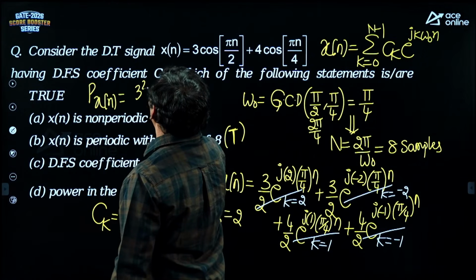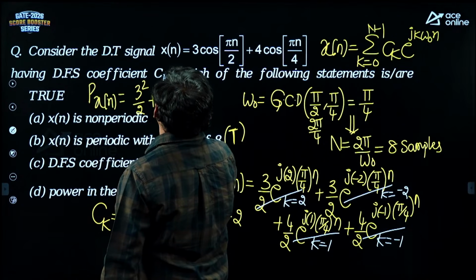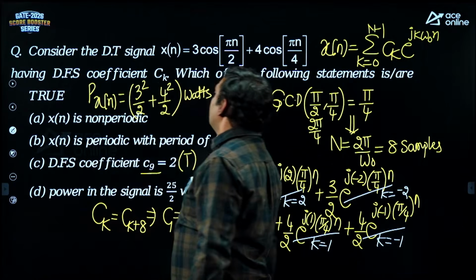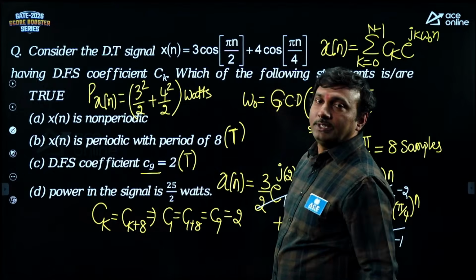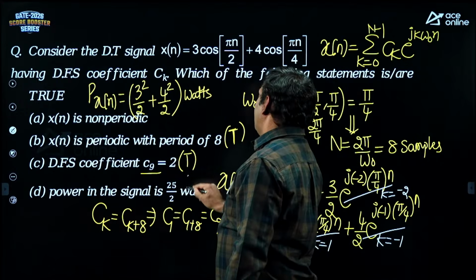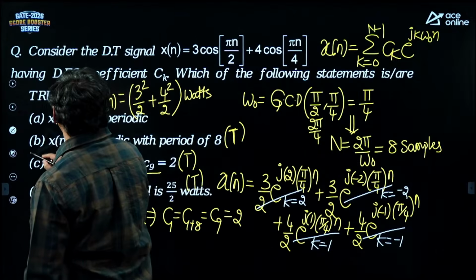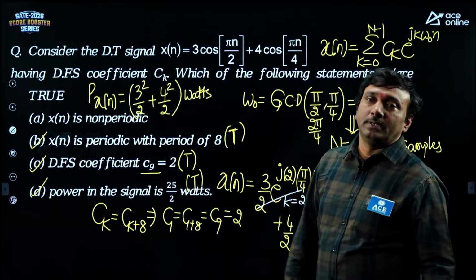First one: 3 square by 2 plus 4 square by 2 watts. 25 by 2, 9 by 2 plus 8. So, which are true? He is expecting true. 3 statements are true.